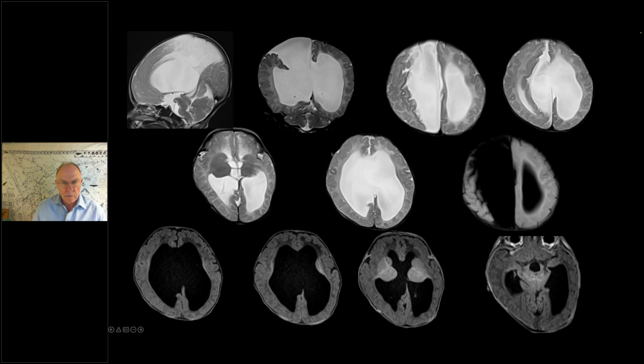So features of posterior fossa malformation with cerebellar cyst, kinked brainstem, interhemispheric cyst communicating with the lateral ventricle, and bilateral polymicrogyria pattern.